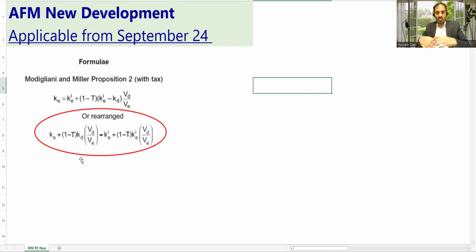So that's a point. The conclusive point: the rearranged formula to calculate cost of equity by Modigliani-Miller Proposition 2 is actually a smart method of calculation.